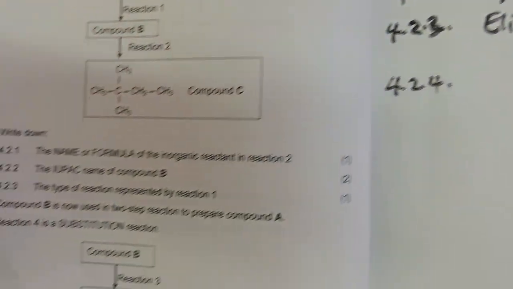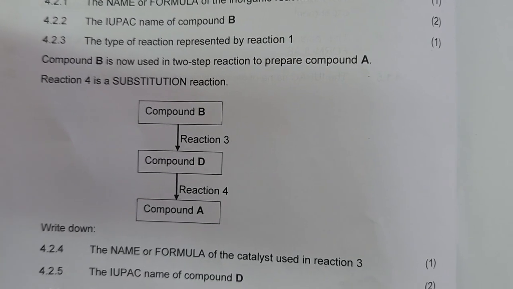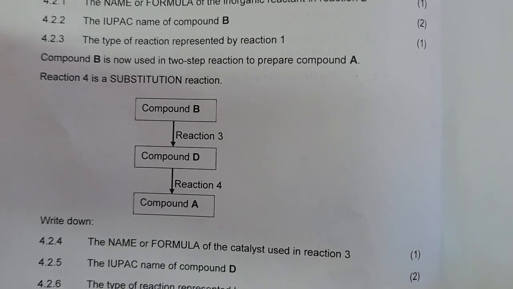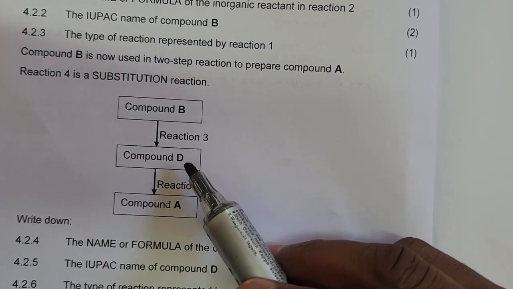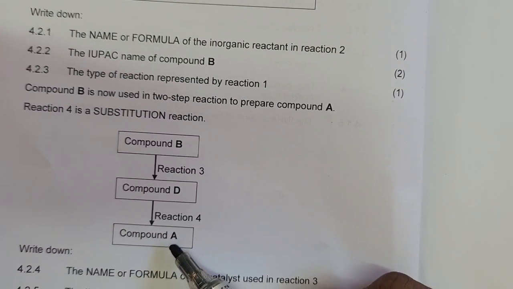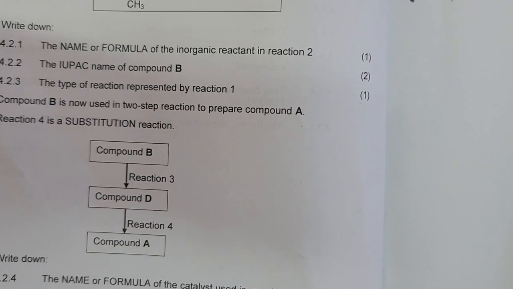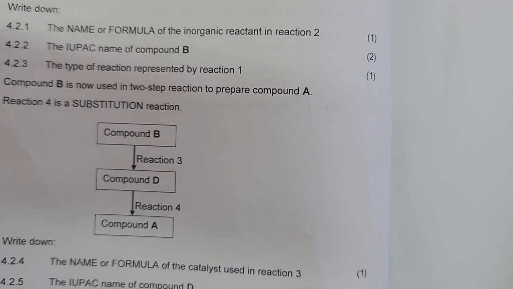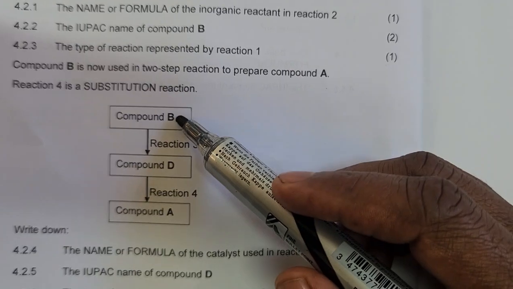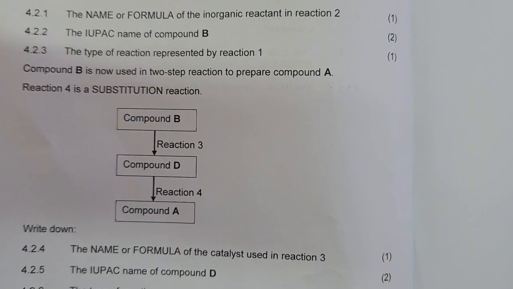4.2.4. Let's check the next step. They say to us compound B is now used in a two-step reaction to prepare compound A. Reaction 4 is substitution. We are given a hint. Reaction 4 is substitution, moving from single bond to single bond. And A, remember, is a haloalkane, so a haloalkane can be obtained from an alcohol or alkane. It's fine. Now let's go. B still remains an alkene, remember, which is your 3,3-dimethylbut-1-ene.